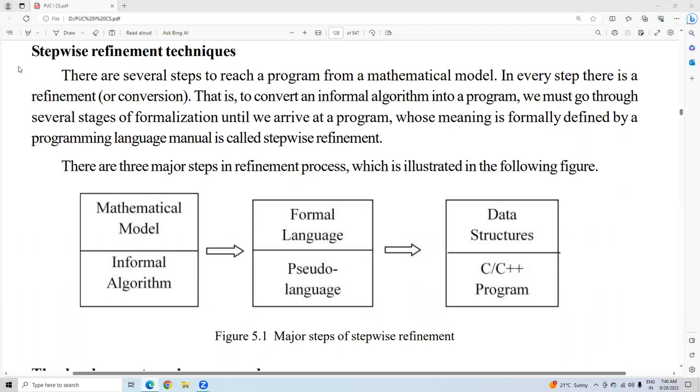After that, a formal language is required, pseudo language. In the second step of refinement, the informal algorithm will be converted using pseudo language. That is the second step towards making the final program. Later on, you require programming languages like C, C++. With the help of that, the pseudo language can be converted into a program.